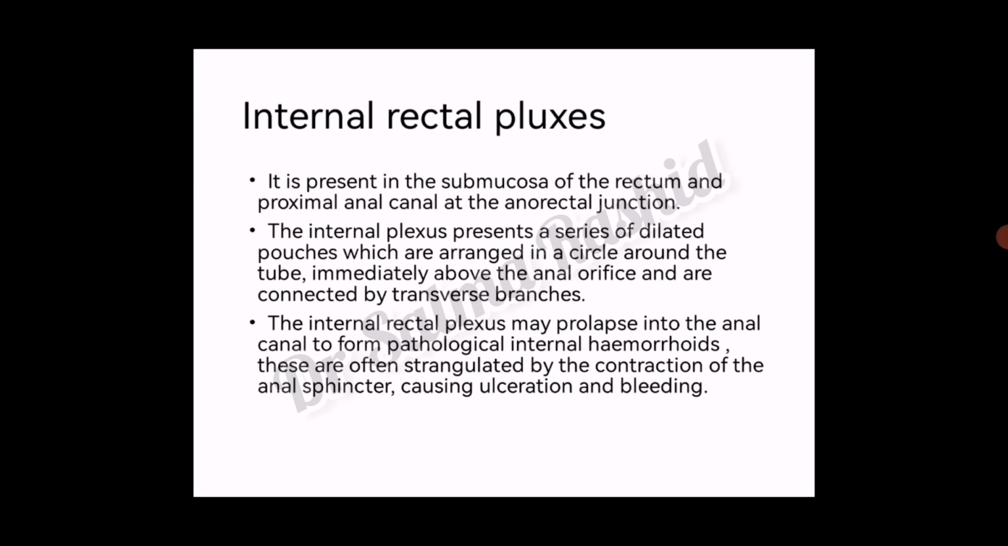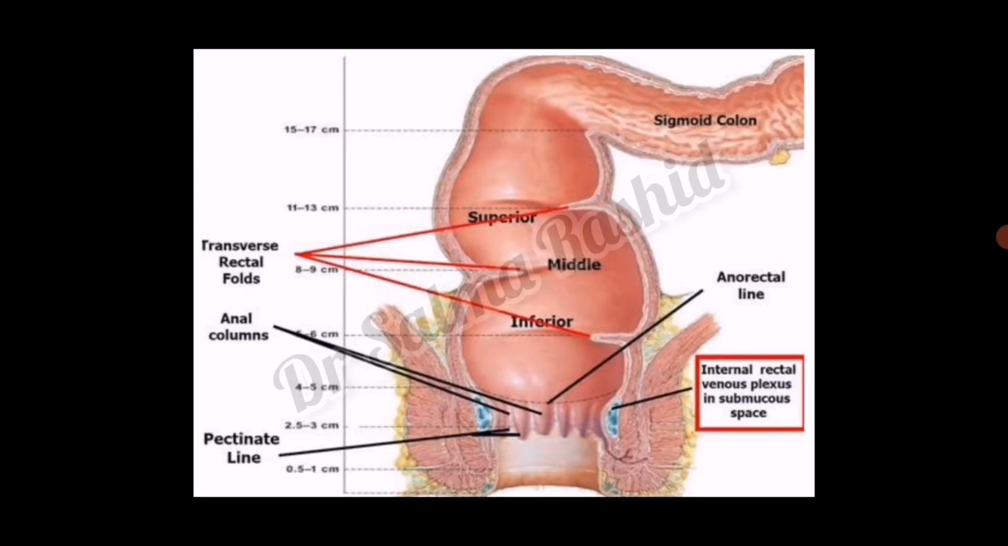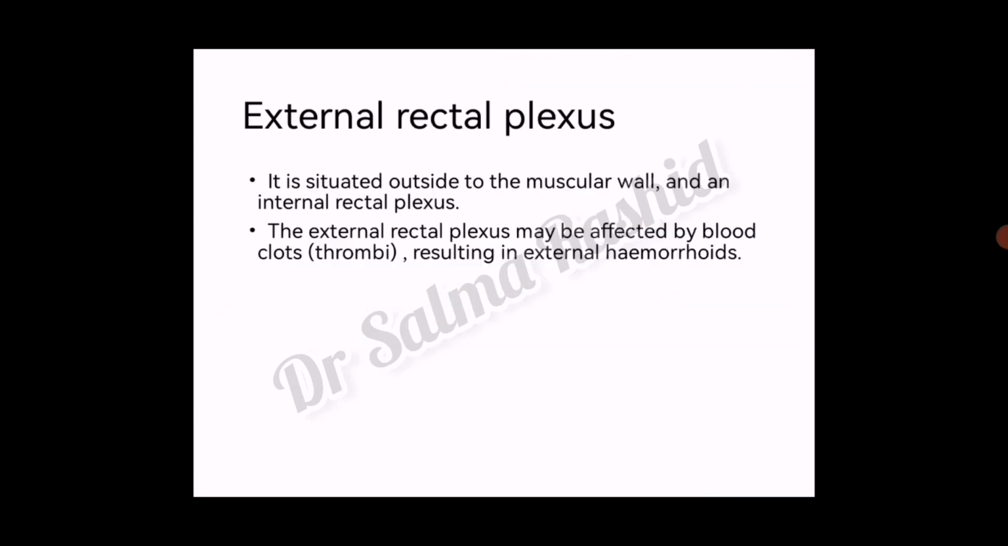As in the previous slide, you have seen the internal hemorrhoids. In this picture you can see the internal rectal venous plexus in the submucous space. The external rectal plexus is situated outside the muscular wall, external to the internal rectal plexus. The external rectal plexus may be affected by blood clots, thrombi, resulting in external hemorrhoids.